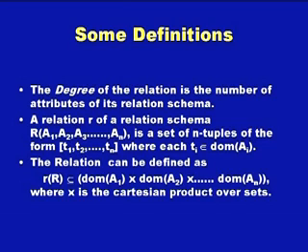And the slide shows that the relation is actually a subset of the Cartesian product of all of the domains that form the attributes.